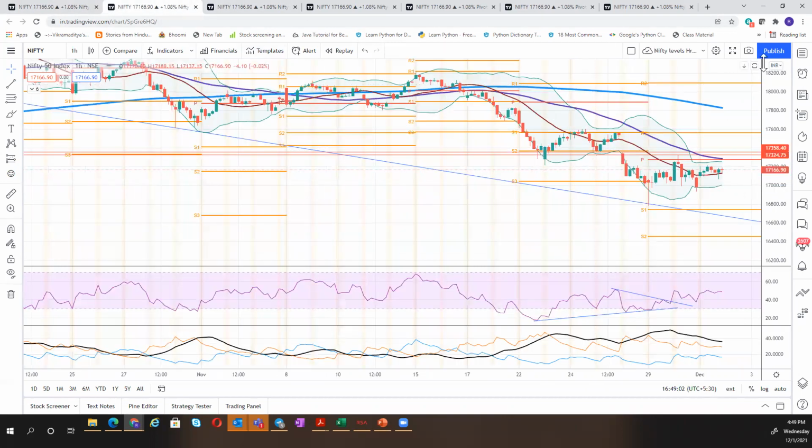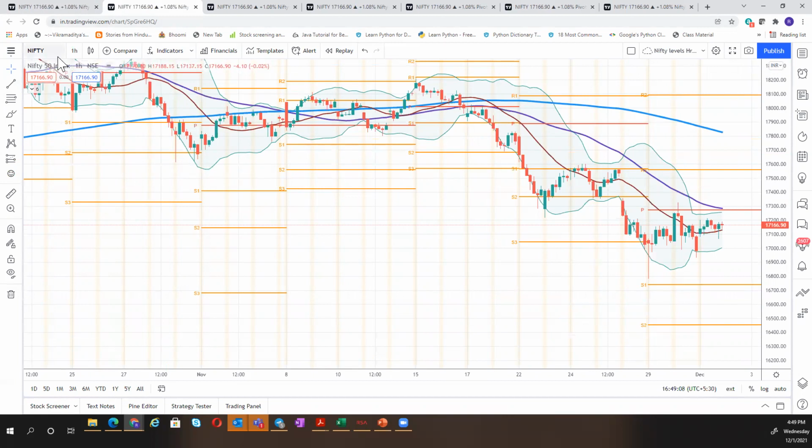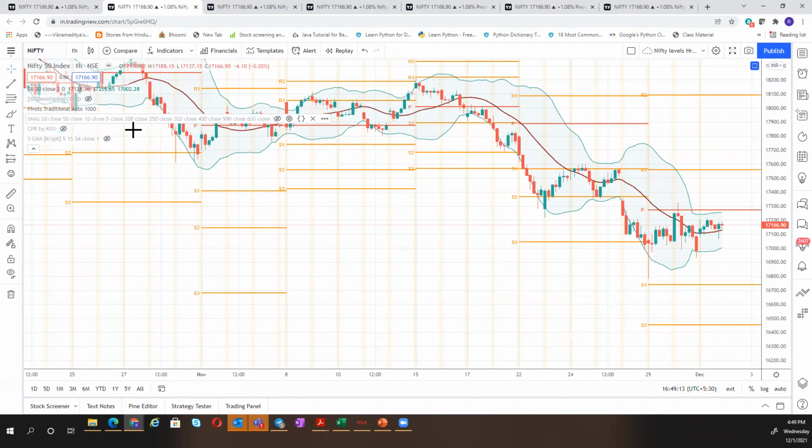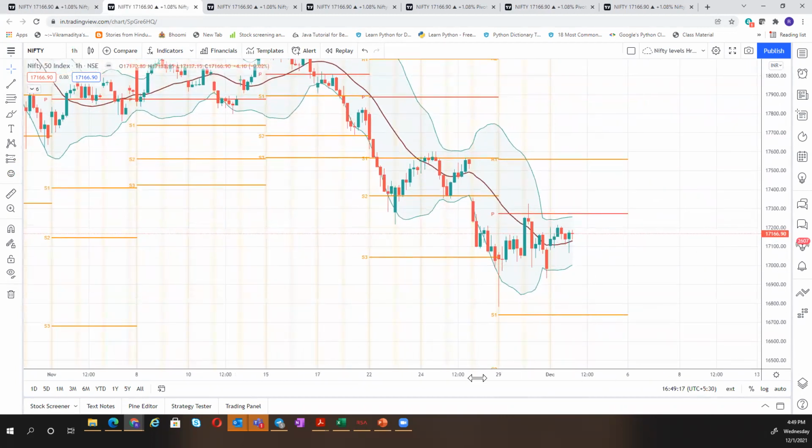Once the 20 DMA is taken out, the market goes. So what is the importance of the 20 DMA? Watch here. This is the importance of the 20 DMA. Okay, and then we will close our video. So let's remove all the moving averages. We have pivots and the 20 DMA. This is the hourly time frame.